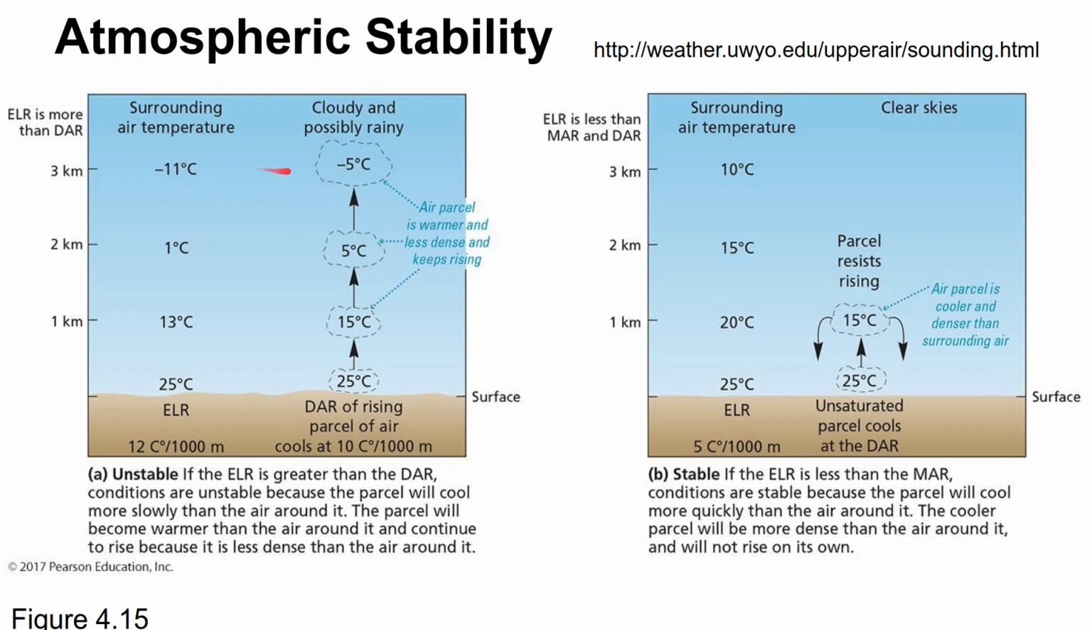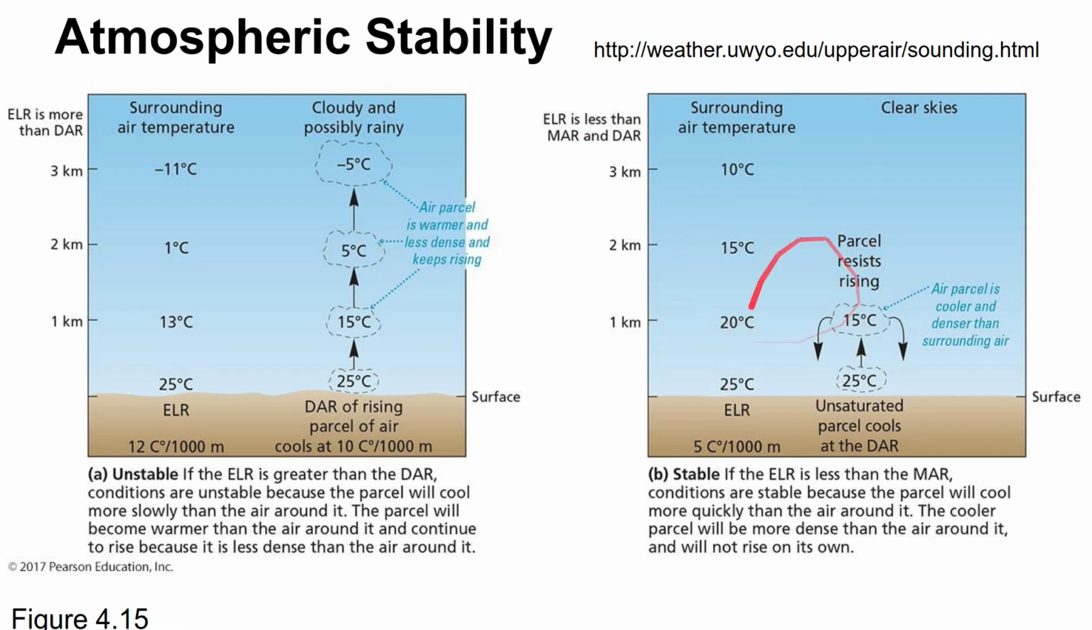So at 3 degrees, the parcel is now cooling another 10 degrees down to -5. The parcel's -5. The atmosphere around it's -11, so the parcel is now 6 degrees warmer. It's just going to keep rising faster and faster. So if you have a high environmental lapse rate, an environmental lapse rate greater than 10, then a rising parcel of air will become unstable no matter what.